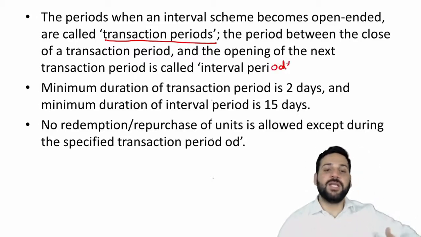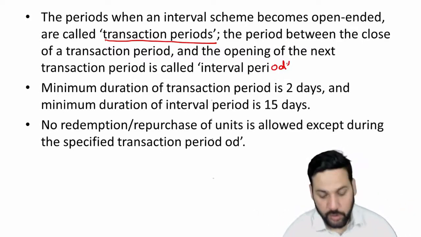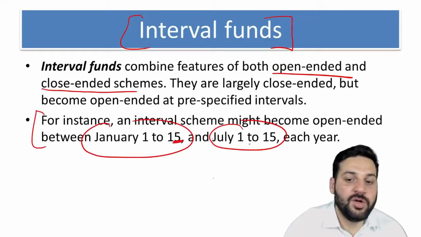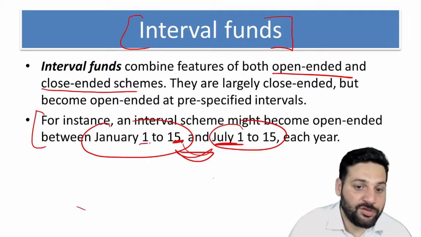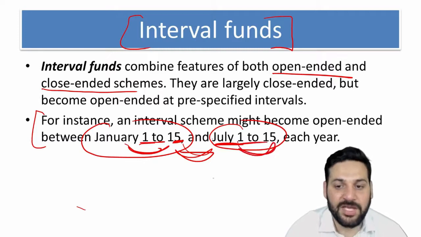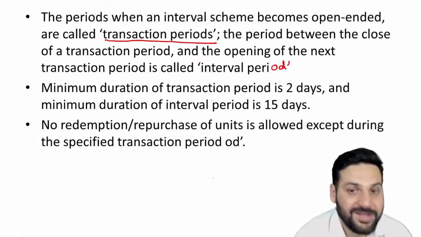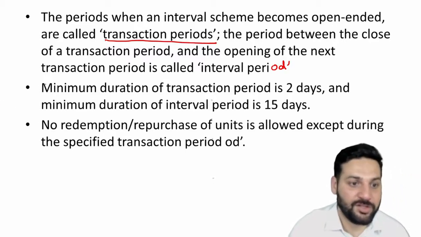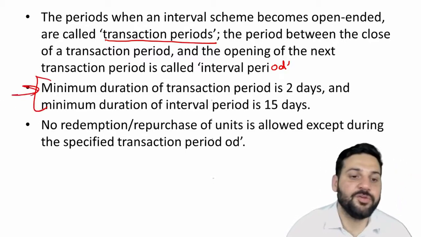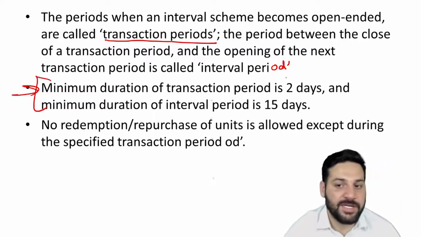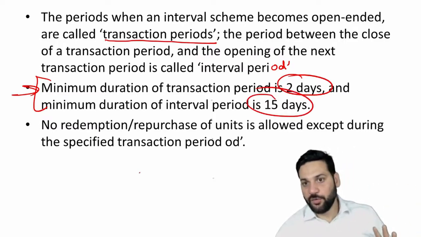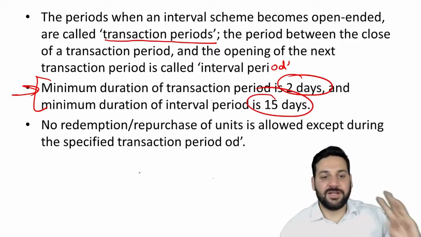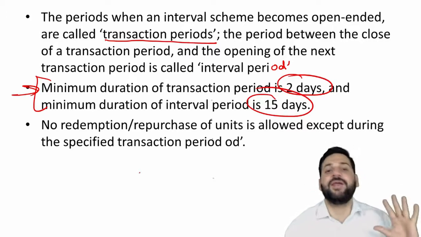And the interval between the two transaction period is known as the interval period, right? So between this 15th of Jan to 1st of July, this period is interval period. Jan 1st to Jan 15 and July 1st to July 15, this is transaction period. So transaction period and interval period really important, and this question is really important, repeated in the exams. Minimum duration of the transaction period is 2 days and the minimum duration for the interval period is 15 days. Really important. For transaction period, minimum duration 2 days. For interval period, minimum duration is 15 days.